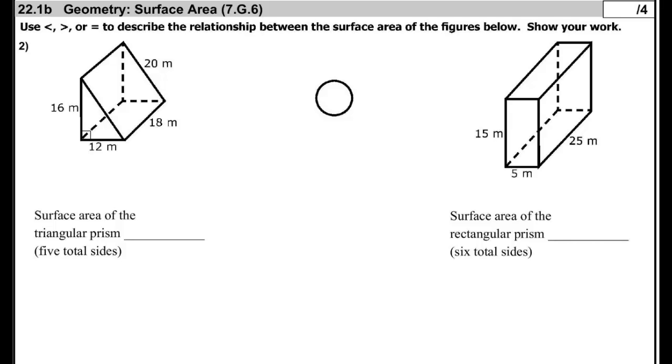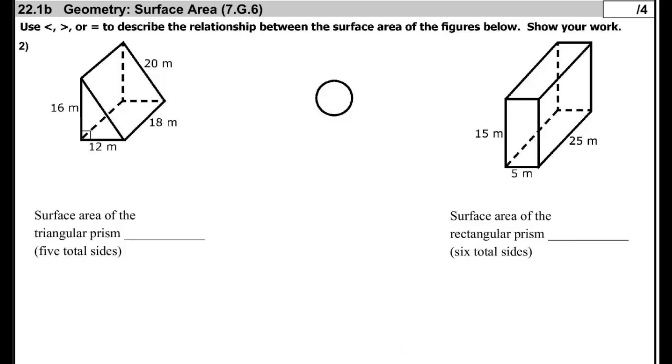So here we are with geometry surface area. This is test 23. It's the second time we've seen this concept, 22.1. One of the keys is being able to see the different sides of these shapes. And so I'm going to encourage you, again, to use some colors. Use a highlighter. If you want to bring color pencils, feel free to do that.